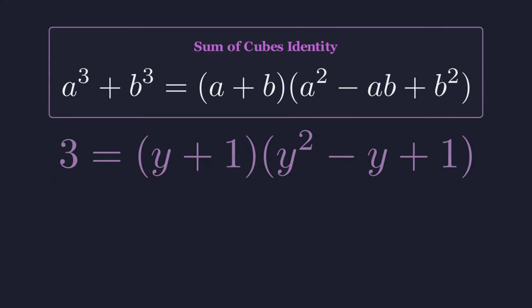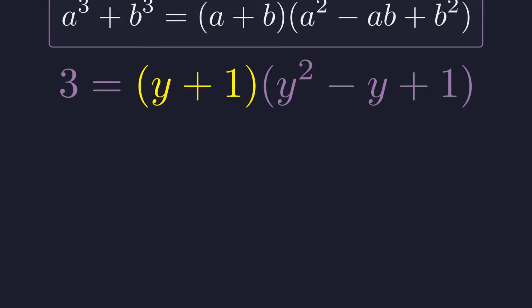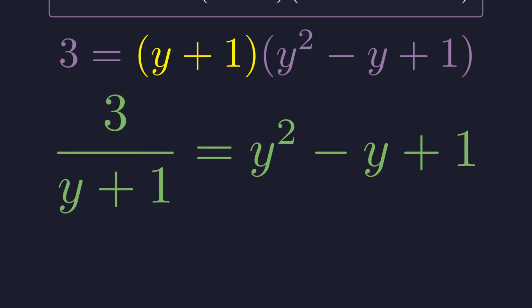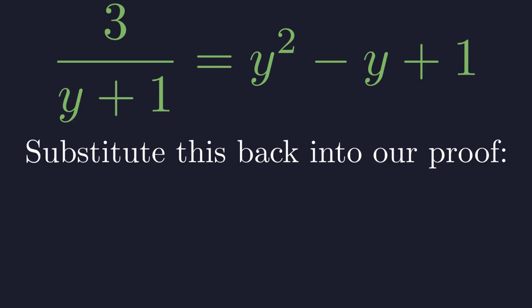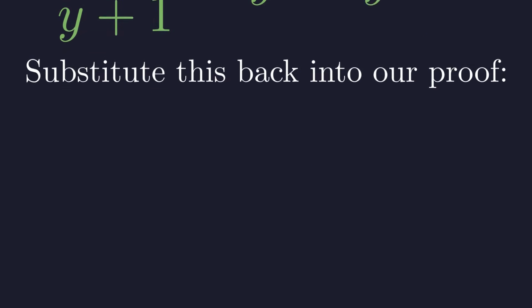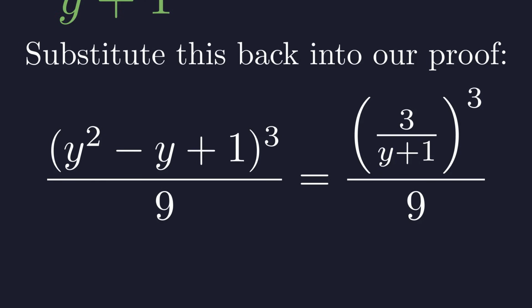The left side becomes 3. To isolate our trinomial, we divide both sides by y plus 1. This gives us a much simpler expression for the trinomial. Let's substitute this simplified form back into our main expression. Our expression becomes the cube of 3 over y plus 1, all divided by 9.